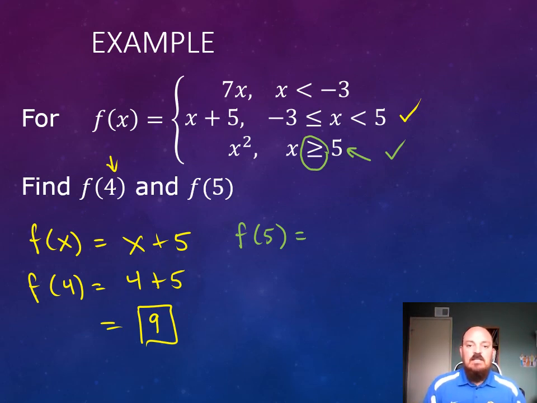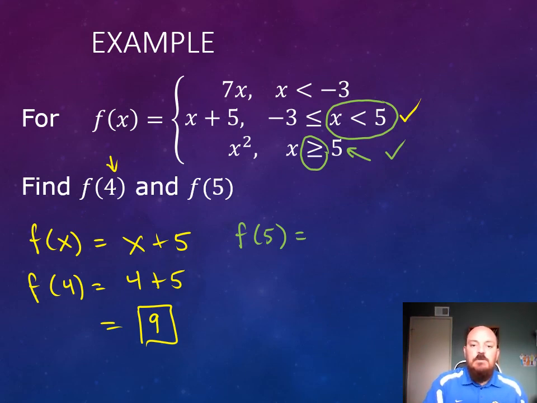The last choice says, is x greater than or equal to 5? The answer is yes. Right here, if I just kind of focus on the second half of this, is x less than 5? Is 5 less than 5? No, 5 is not less than 5. But it is greater than or equal to 5. So whenever the number that you're testing actually matches one of the numbers from the piecewise function, it goes with the or equal to one.